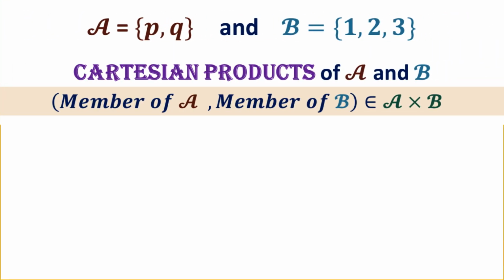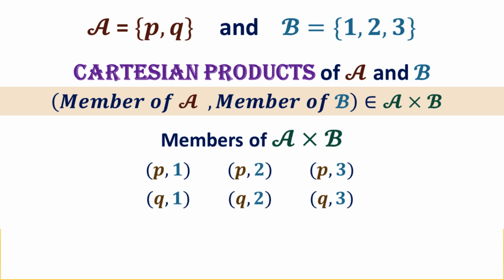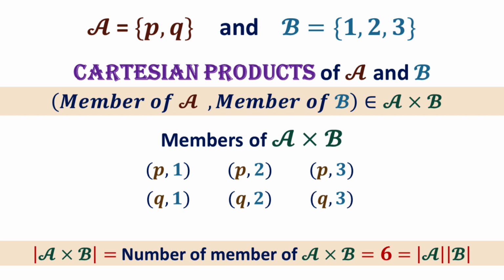The Cartesian product of the two sets A and B is denoted by A cross B. And each member of A cross B is a two-tuple. The first component of the two-tuple is any member of A, and the second member of the two-tuple is any member of B. Therefore the members of A cross B are listed, and the number of members of A cross B is 6.